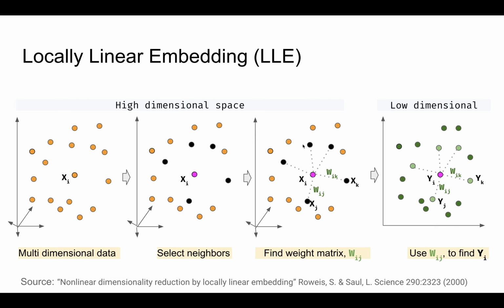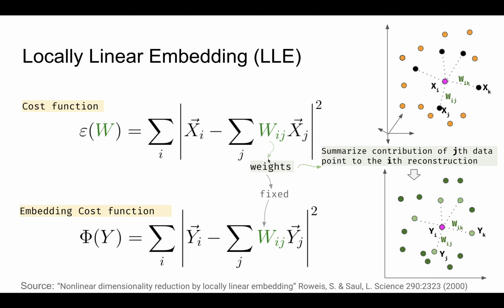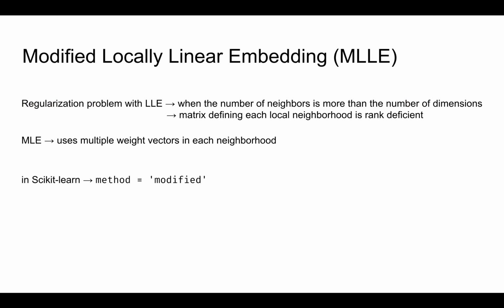So here we use the neighbors to find W, here we use W to find the neighbors in the low dimensional space. And these are the two cost functions associated with LLE. So the top one, we do not know W, what we know is the xi and xj. So once we find the W, we can use that here where the y is unknown. So we use the W's to find the y's. So that's the locally linear embedding, LLE.